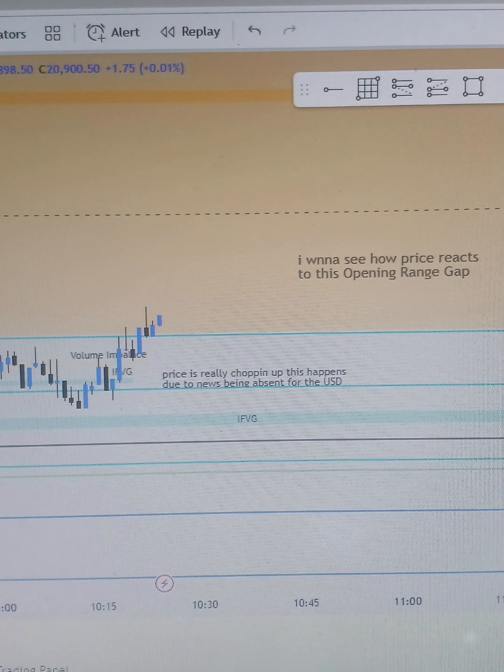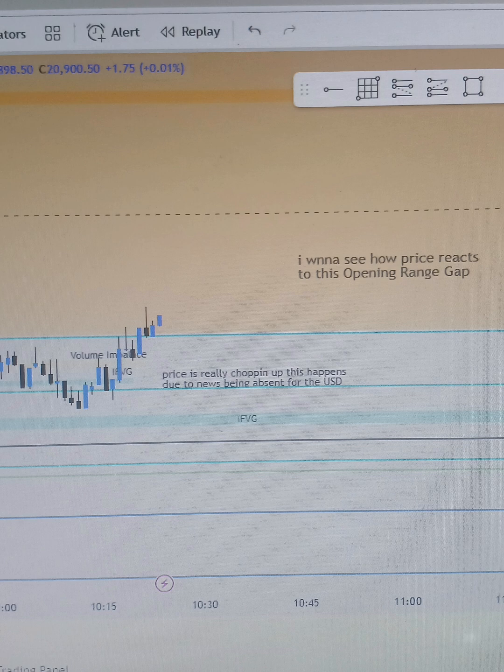After all that up and down, price eventually closed above the volume imbalance I didn't want it to close on, and started trading into the previous day's opening range gap. And from there, I wanted to see price become weak, right? I didn't want to see it close above the midpoint. I don't know if you can see the midpoint, but it's the dashed lines. I wanted to see price respect that point.